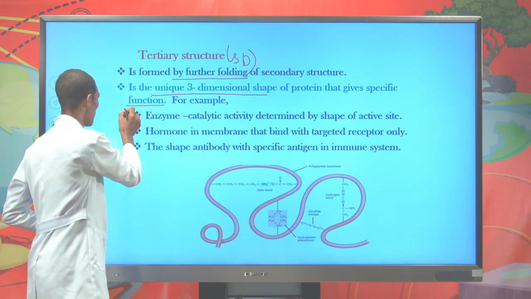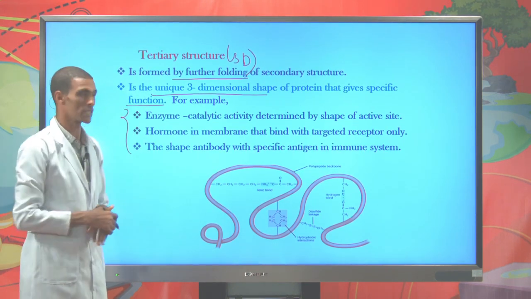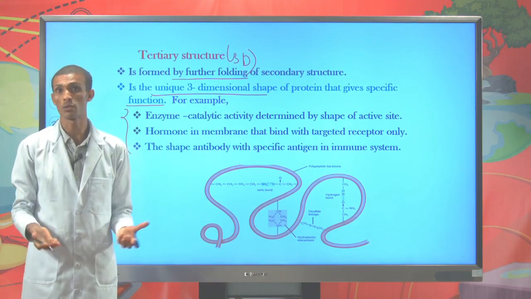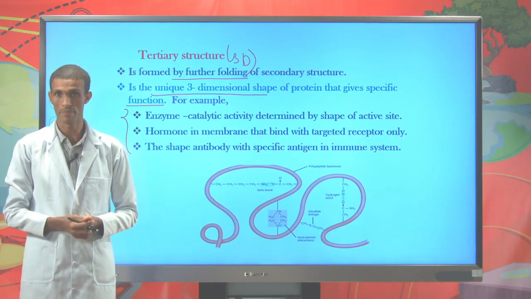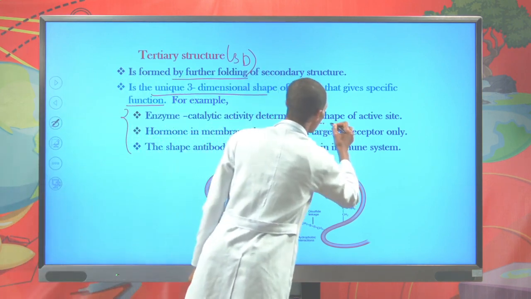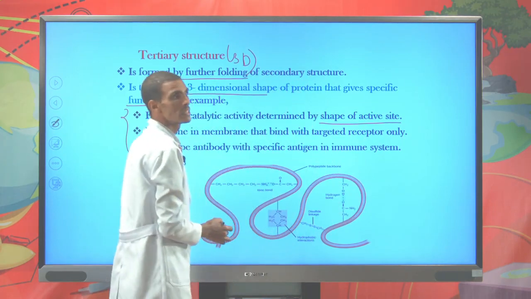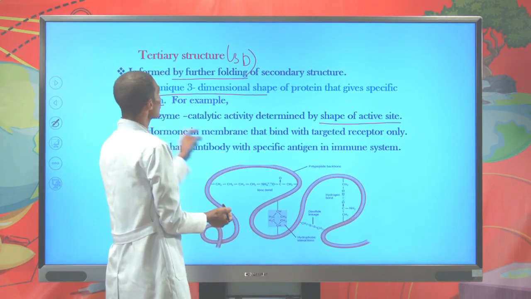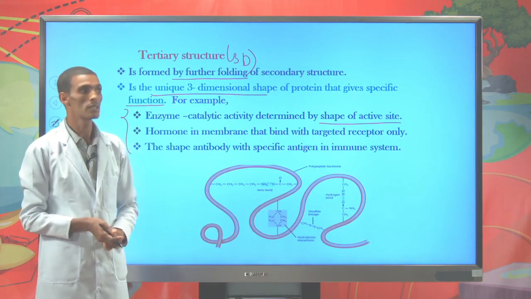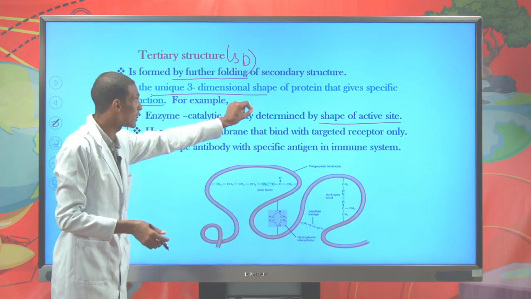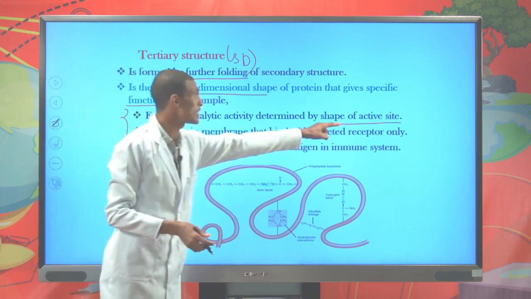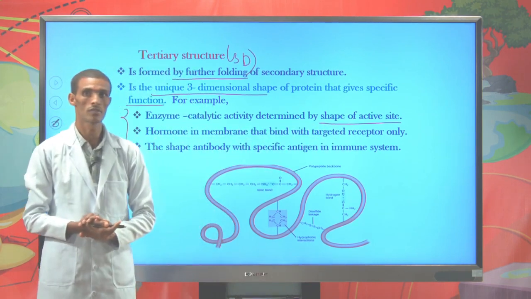For example, enzymes are specific. Enzymes, which are globular proteins, are specific to catalyzing a specific chemical reaction. As a result, the 3D shape of their active site enables them to bind to a specific substrate only. Enzyme catalytic activity catalyzes a specific chemical reaction because of the shape of their active sites.